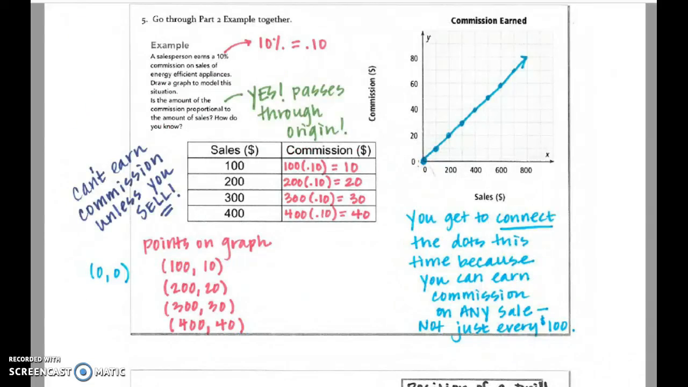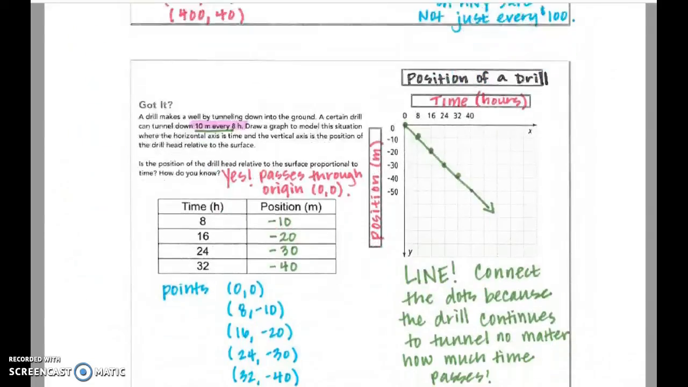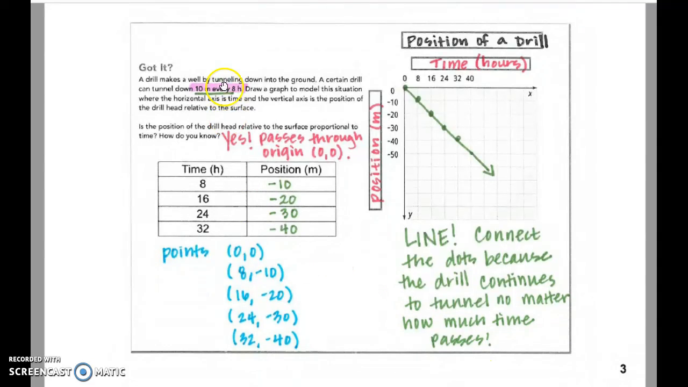And the last example for the day is something about a drilling, I think. Yep. So a drill is going to make a well by tunneling down into the ground. Notice right off the bat, our line is going down. All the rest of them have been going up, because the drill is tunneling into the ground. So it's showing depths below the normal ground level. That's why you have your negatives in there along the y-axis.